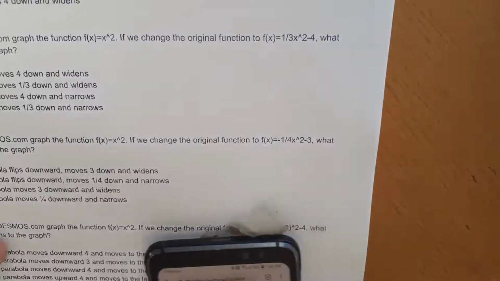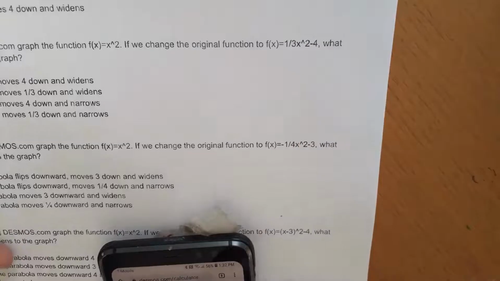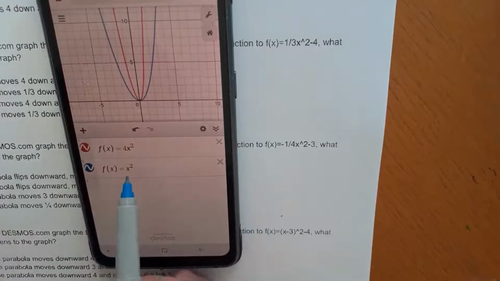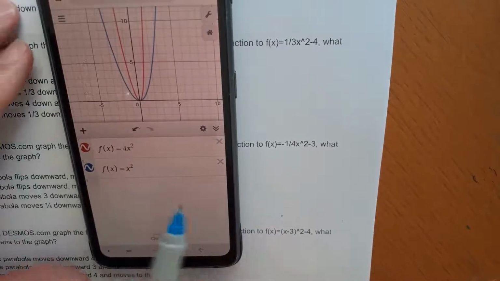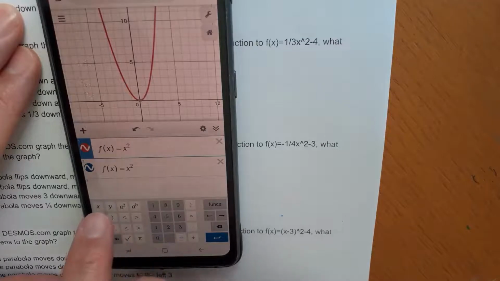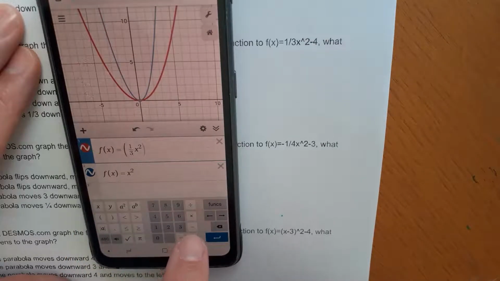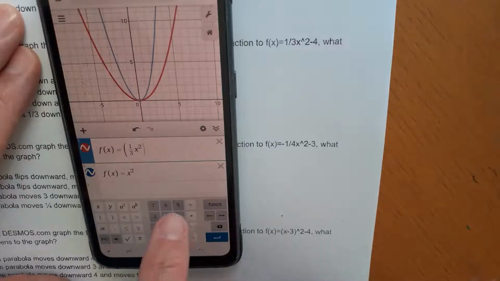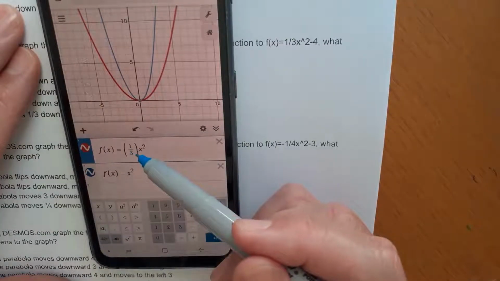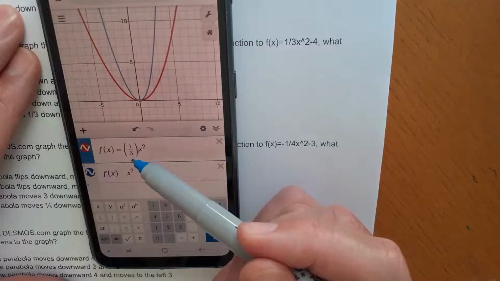Now, instead of putting a number in front of this thing, we're putting a 1/3, a fraction. Let's keep our blue one in here, our x squared. That's the base one. And let's make this 4. Let's delete this out. And let's put parentheses 1 divided by 3. And I want the parentheses here. I want the 1/3 times the x squared. So I'm using parentheses to separate out that 1/3.